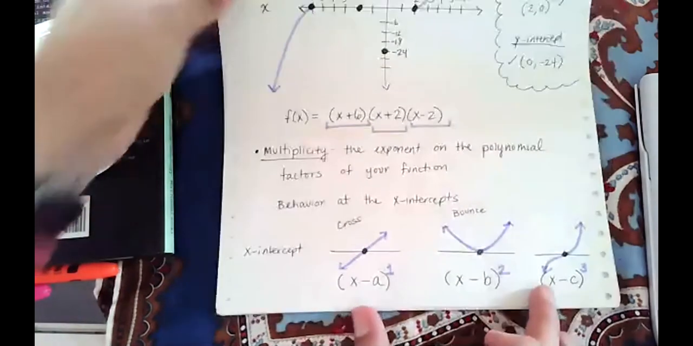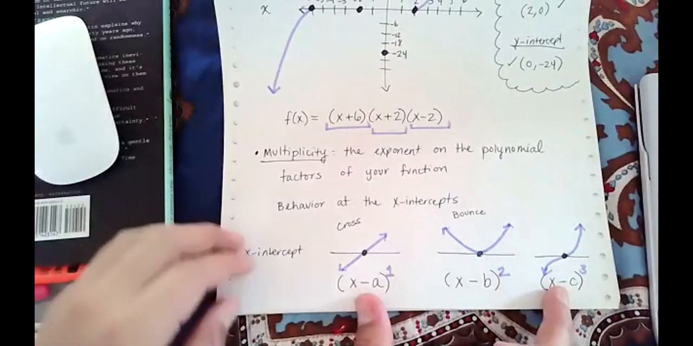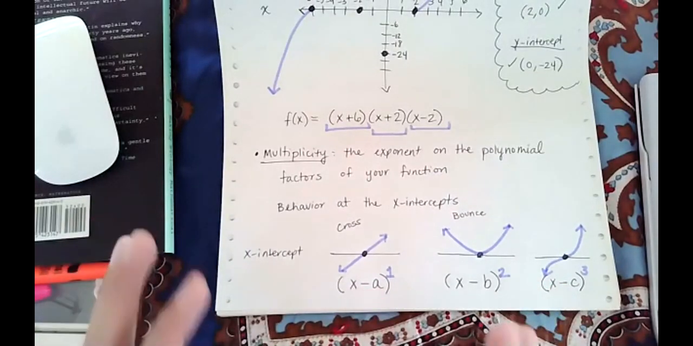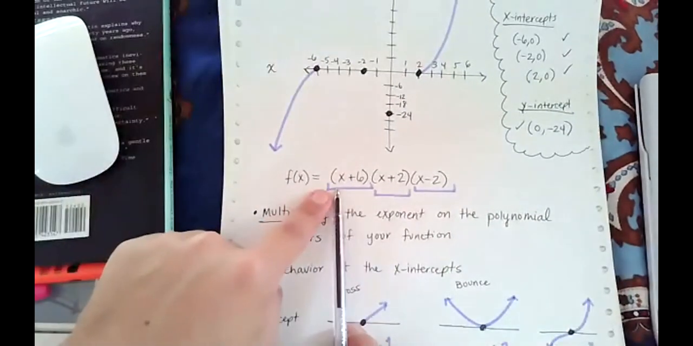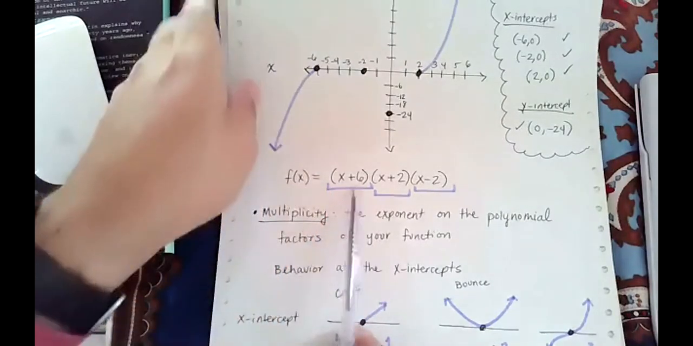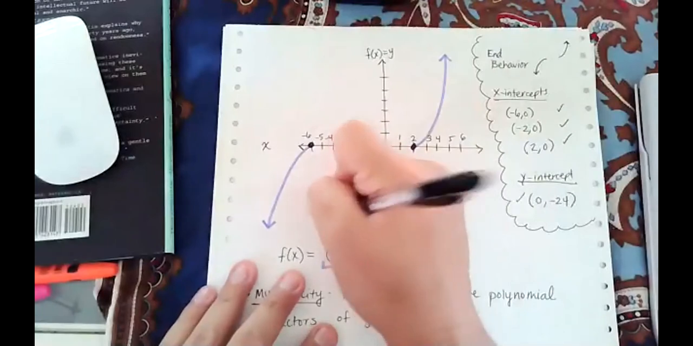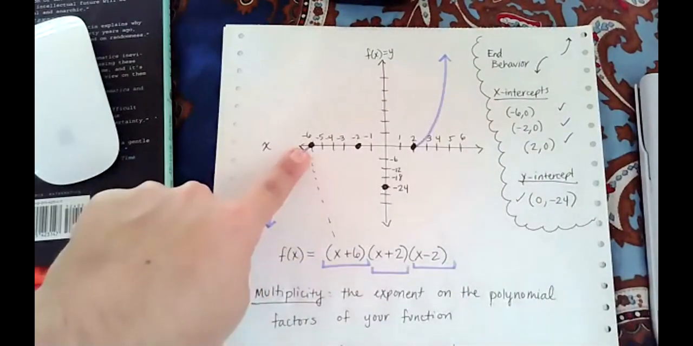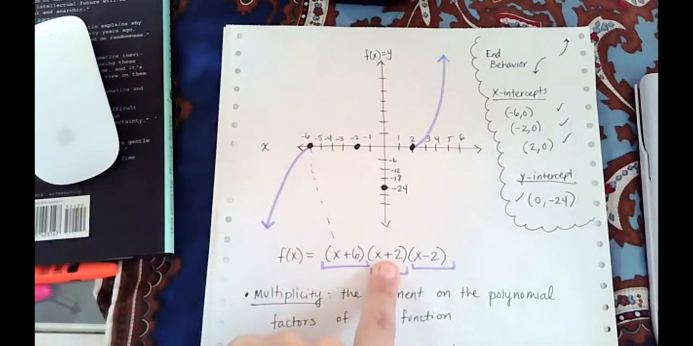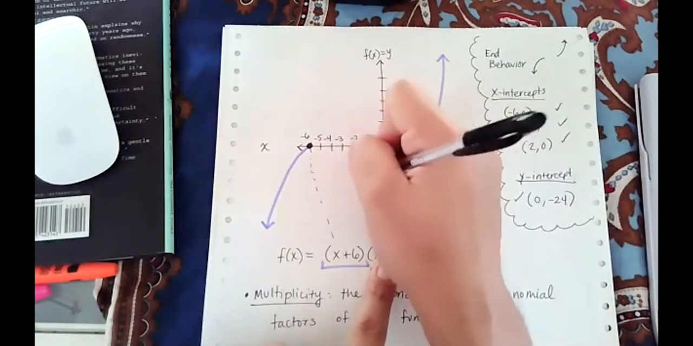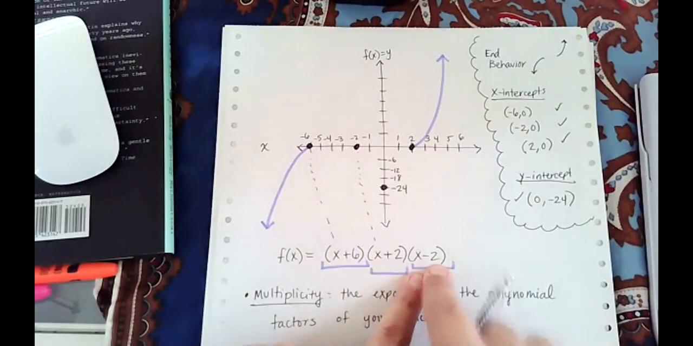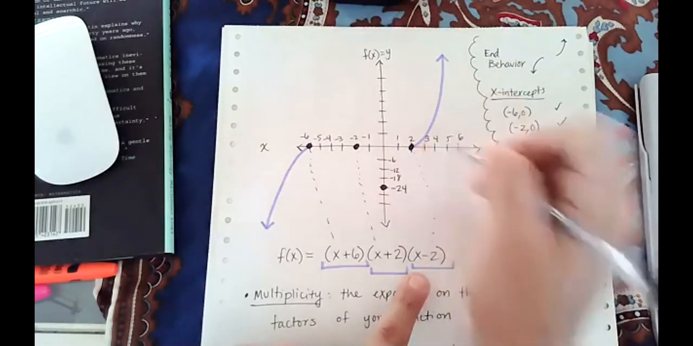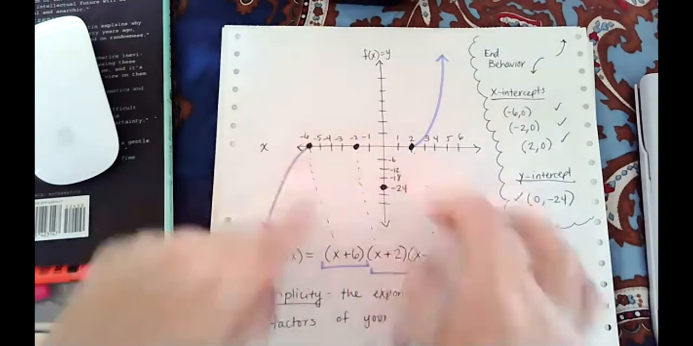Okay, so again, this is specifically the behavior at the x-intercepts. This is sort of going to guide us as far as what's happening on the inside of the function. So let's look at our function again. We have this factor here, and this factor corresponds to this x-intercept. This factor corresponds to this x-intercept, right? This one generated this x-intercept.